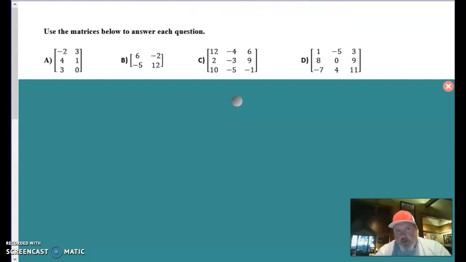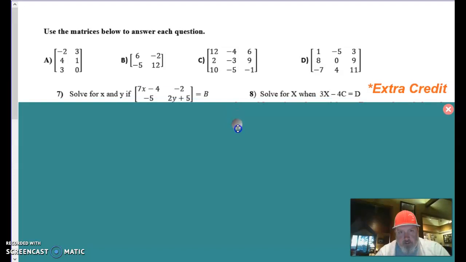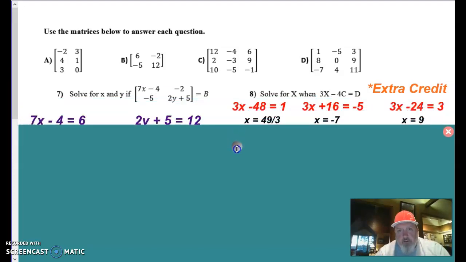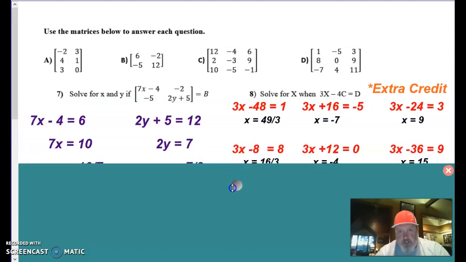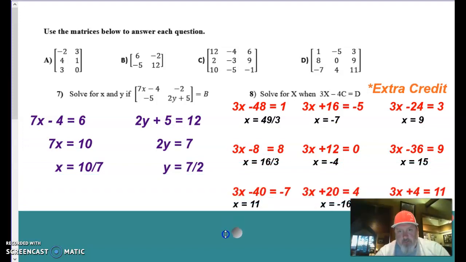So we're going to use these matrices below to answer the following questions. Don't freak out when you get to number 8. That one's actually going to be extra credit, and I'll explain that in a second. So for number 7, let's just start there first of all. Try to ignore this mishmash over here.